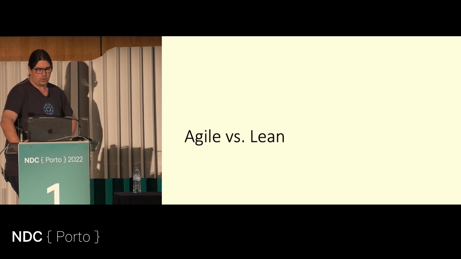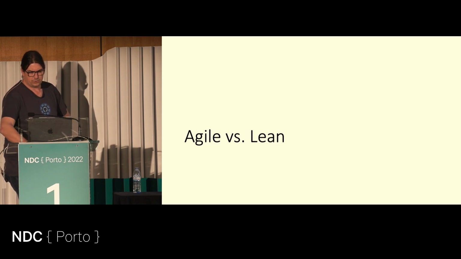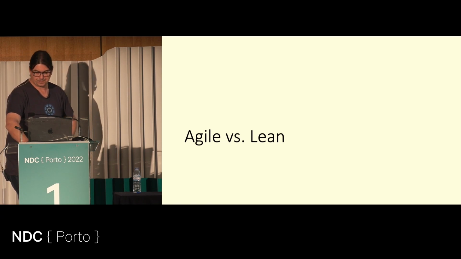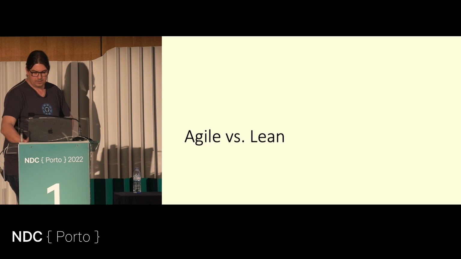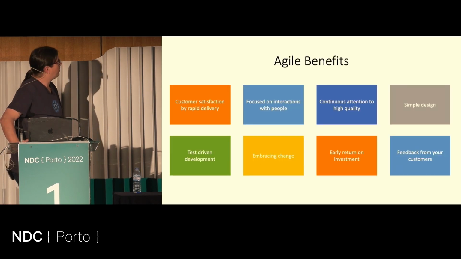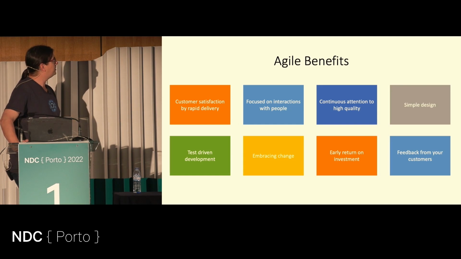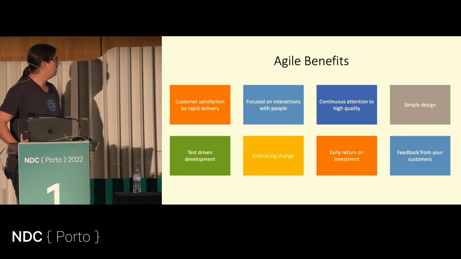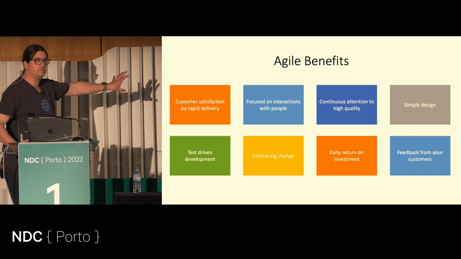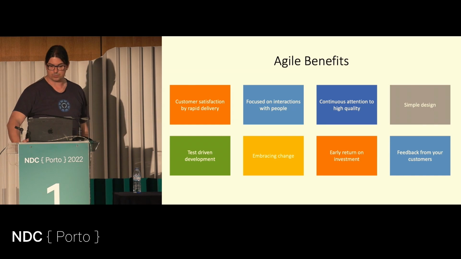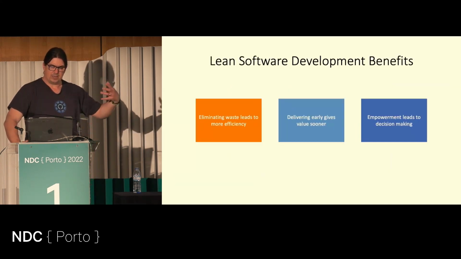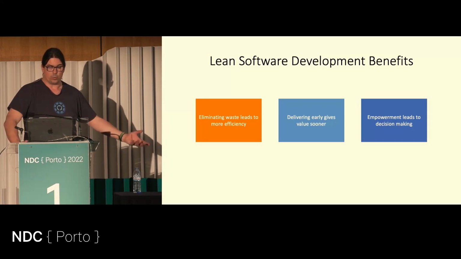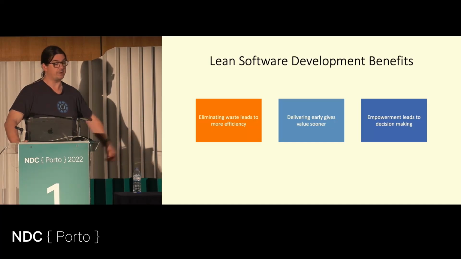So one question that people ask then is, what do you do? Do you do Agile or Lean? Is it one or the other? So we've already looked at some of the Agile benefits: customer success by rapid delivery, interactions with people, high quality code, simple design, early returns on investment, all these things that we know from what Agile gives us, that we've all probably experienced. And we know that lean software development is all about eliminating waste, running experiments, being more efficient, and empowering teams to make decisions.